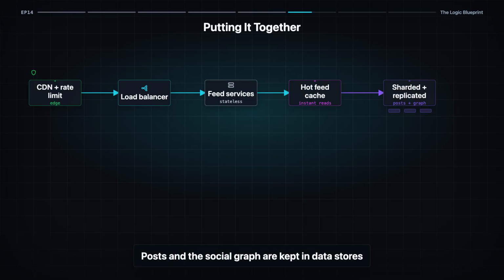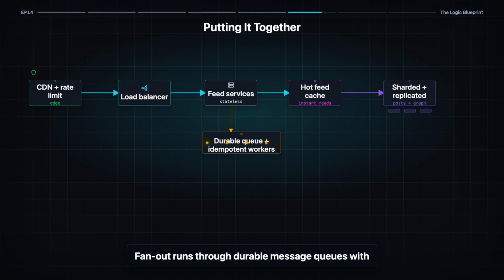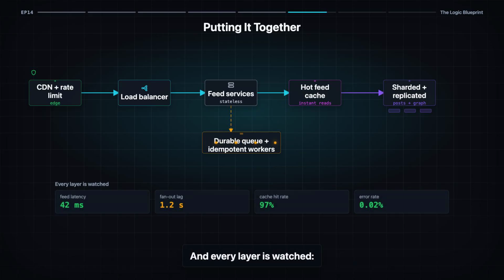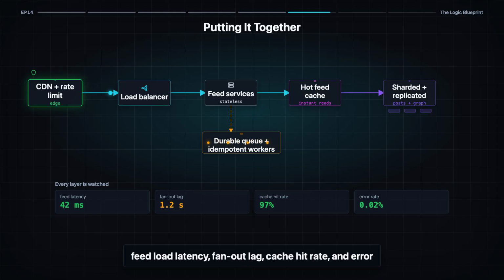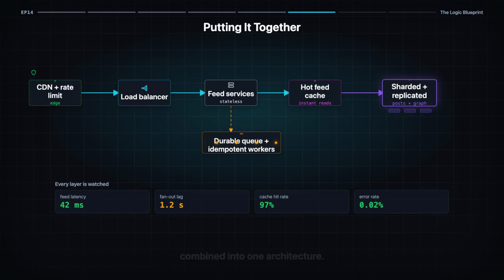Posts and the social graph are kept in data stores that are sharded for scale, so no single machine holds everything, and replicated for safety, so a failed node does not lose data. Fan out runs through durable message queues with idempotent workers, so a retried job never double posts. And every layer is watched: feed load latency, fan out lag, cache hit rate, and error rates. Each piece here is a lesson from this series, now combined into one architecture.